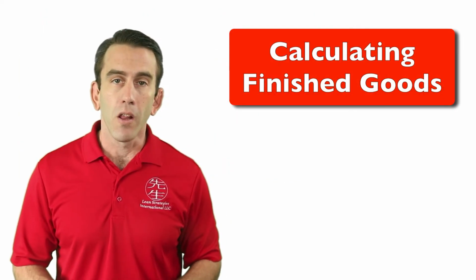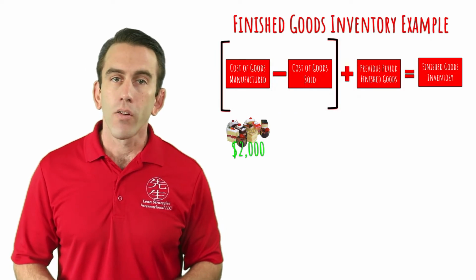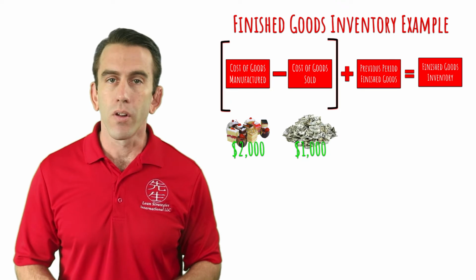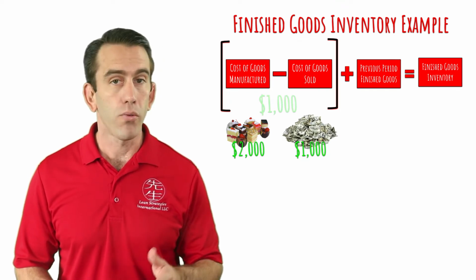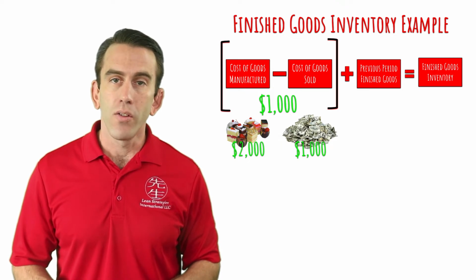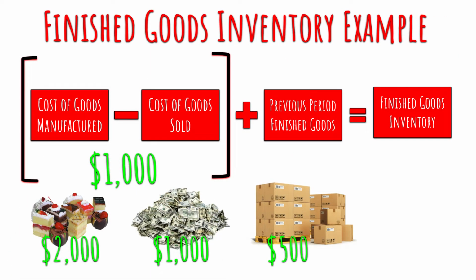Working with our formula, we apply the following: $2,000 in cost of goods manufactured minus $1,000 in cost of goods sold equals $1,000. Now we must add the finished goods inventory from the previous period, which was $500. That means that Care Bear's Cafe currently has $1,500 in finished goods inventory.